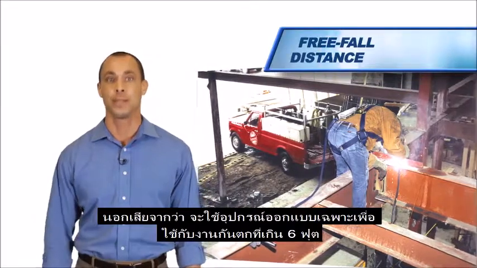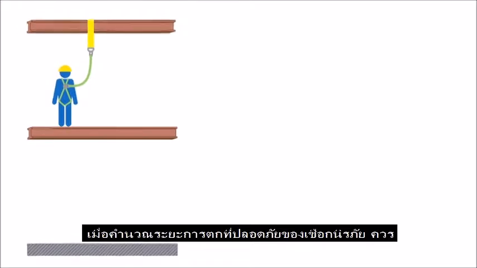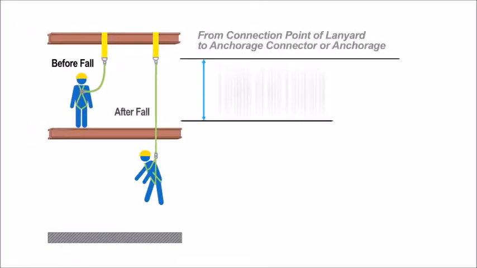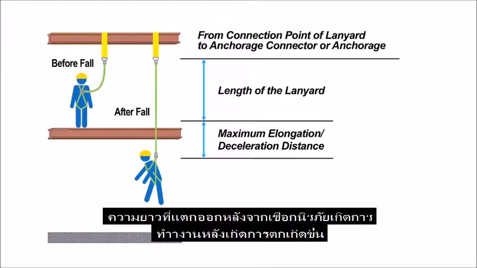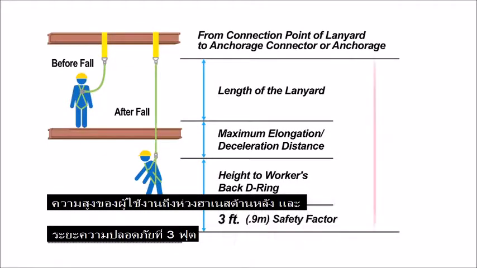When calculating fall clearance required for a shock-absorbing lanyard, the following variables must be considered: the original length of the lanyard, the maximum elongation after shock absorber deployment, the height to the worker's back D-ring, and a safety factor of 3 feet.